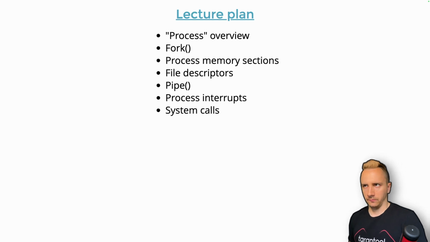In this lecture we will follow this plan. We will first look at what the process is again. We will see how processes appear from the system call fork. Then we will see what the memory layout of a process looks like. Then we will learn how file descriptors work, pipes, how processes get interrupted, and how system calls work.